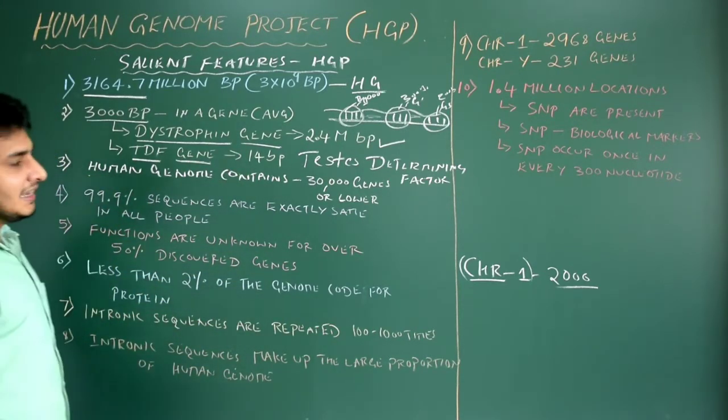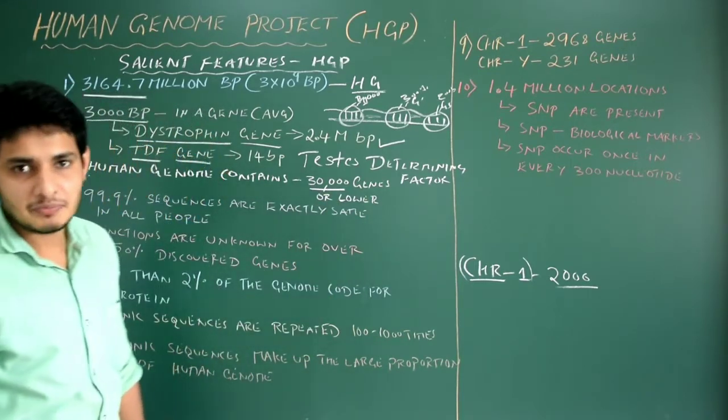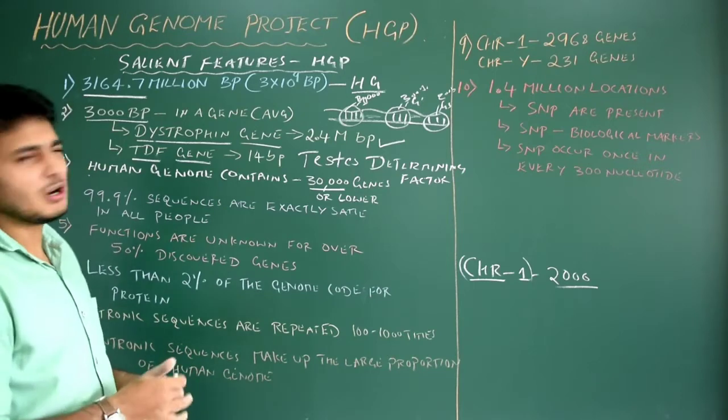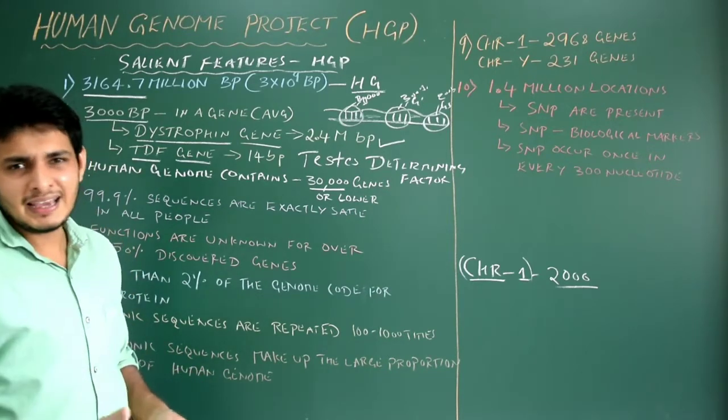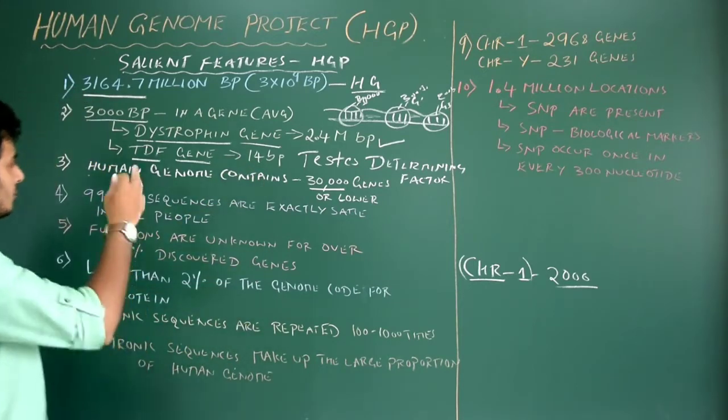The human genome contains 30,000 genes or maybe lesser. Finally, they said that it is not exactly 80,000 to 1 lakh, it is lesser than 30,000. Note this point after the end of the project.